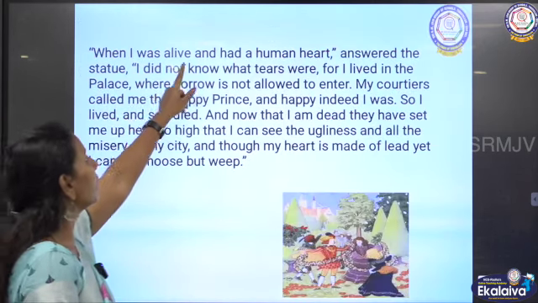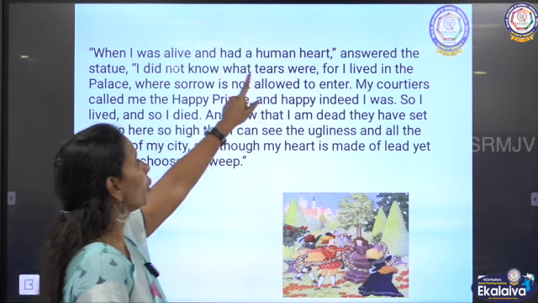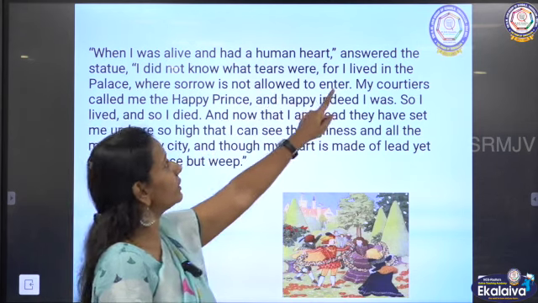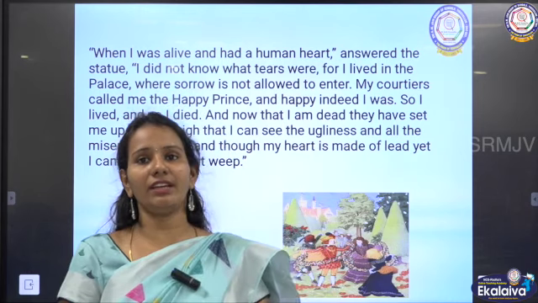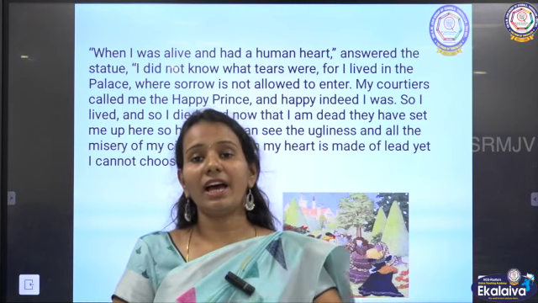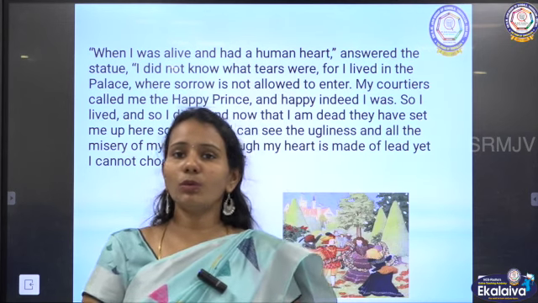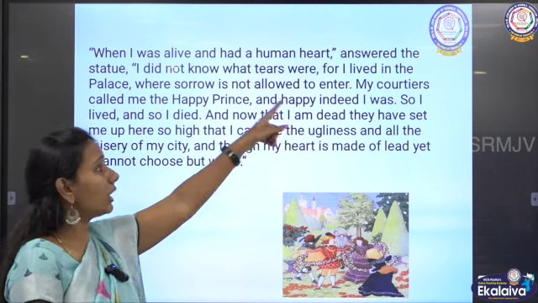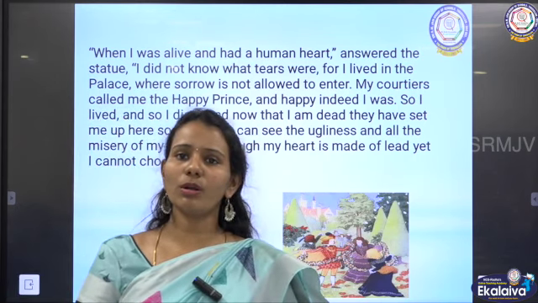"When I was alive and had a human heart," answered the statue, "I did not know what tears were, for I lived in the palace where sorrow is not allowed to enter." So when I had a human heart, which means what? When I was alive, okay, only after my death they have erected a statue for me. When I was alive, I lived in a palace, and I did not know what are tears, because I didn't know what sadness was. I was so happy. Sorrow was not allowed to enter. So, he lived in a palace where he couldn't see any sadness at all.